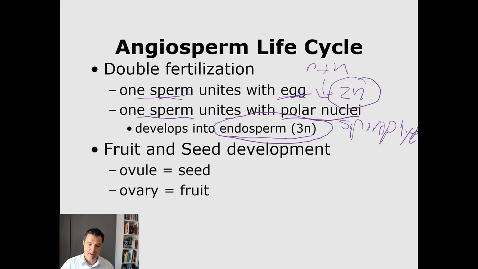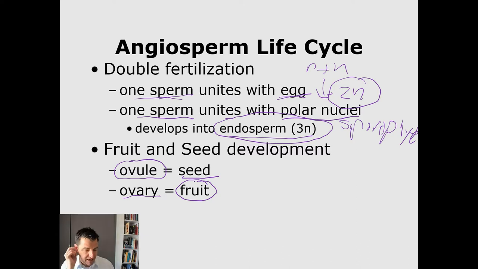And so what ends up happening is what you have in the female portion of the ovule is that where the sperm fertilized the egg, you're going to end up with those being the seeds. So the ovule is going to end up becoming our seeds in the plant. And then the surrounding tissue around that is going to be called the ovary. And the ovary ends up being the fruit part of a plant.